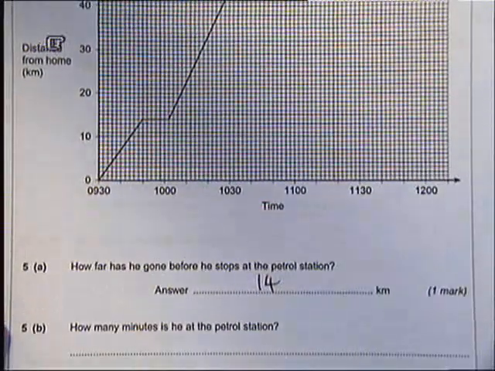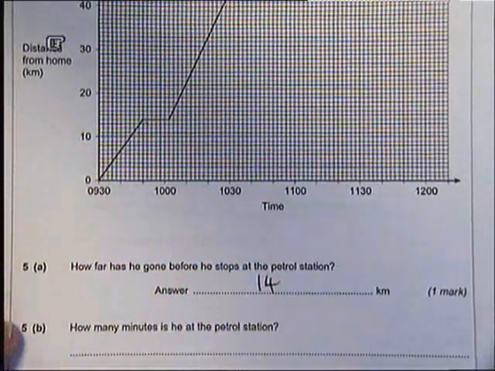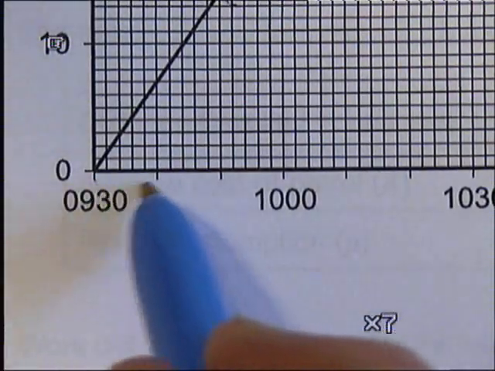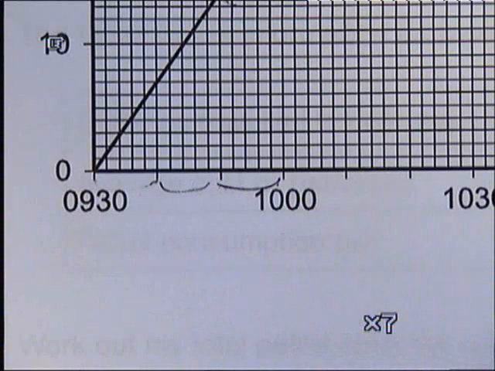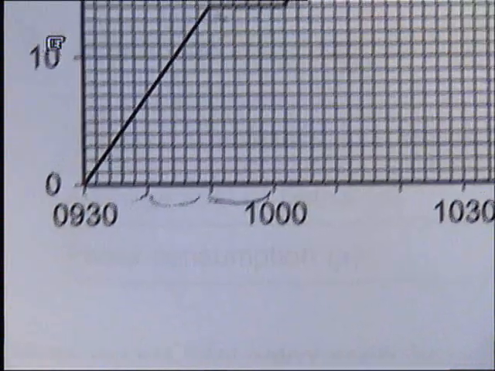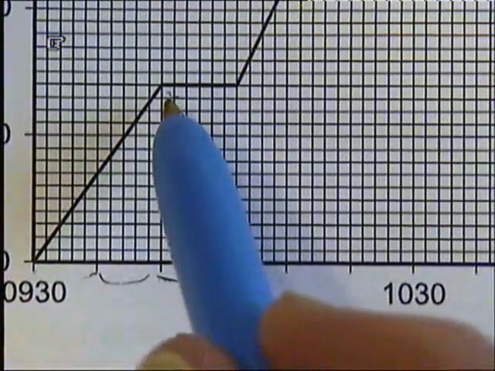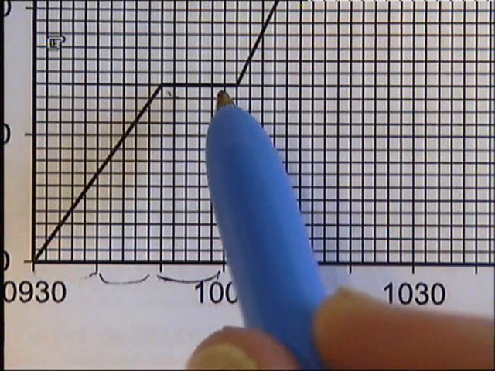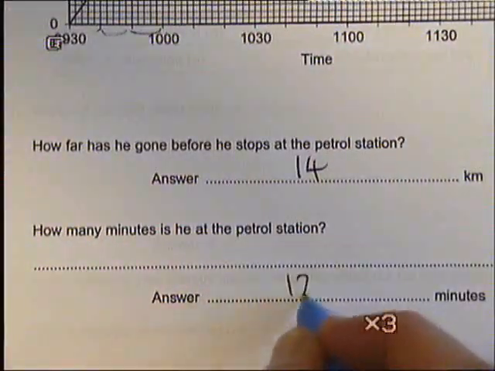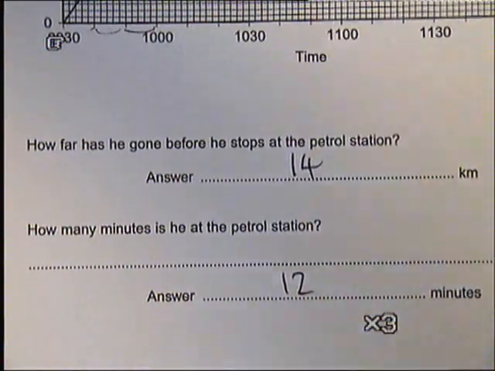Part B, how many minutes is he at the petrol station? Well, if we look very carefully at the scale along here, each of these groups here is worth 10 minutes, and there are 5 squares in 10 minutes. So each square is worth 2 minutes. And at the petrol station there's 1, 2, 3, 4, 5, 6 squares. And if each square was 2 minutes, 6 lots of 2 minutes is 12 minutes.